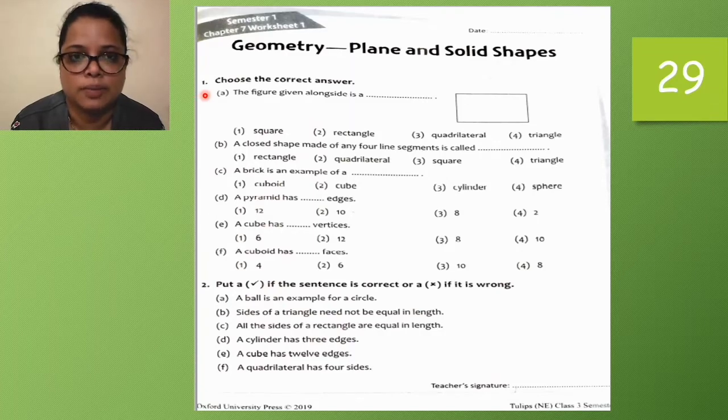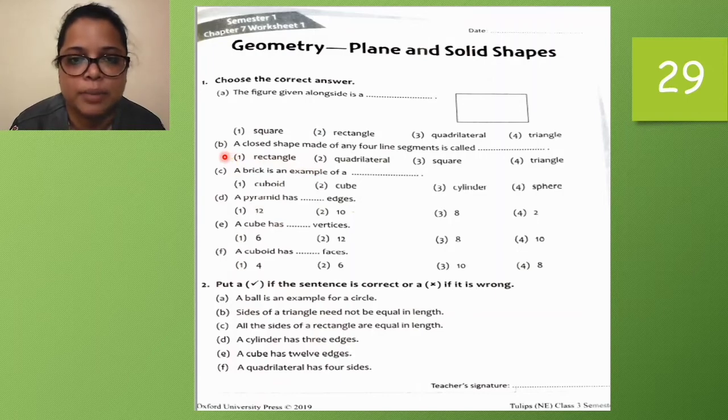Question number 1. Choose the correct answer. Question A. The figure given alongside is a dash. 1 square, 2 rectangle, 3 quadrilateral, 4 triangle. Yes, your answer is correct. That's number 2, rectangle. So write the answer in the blank here. B. A closed shape made of any four line segments is called dash. 1 rectangle, 2 quadrilateral, 3 square, 4 triangle. Yes, the answer is 2, quadrilateral. So write in the blank there, quadrilateral.